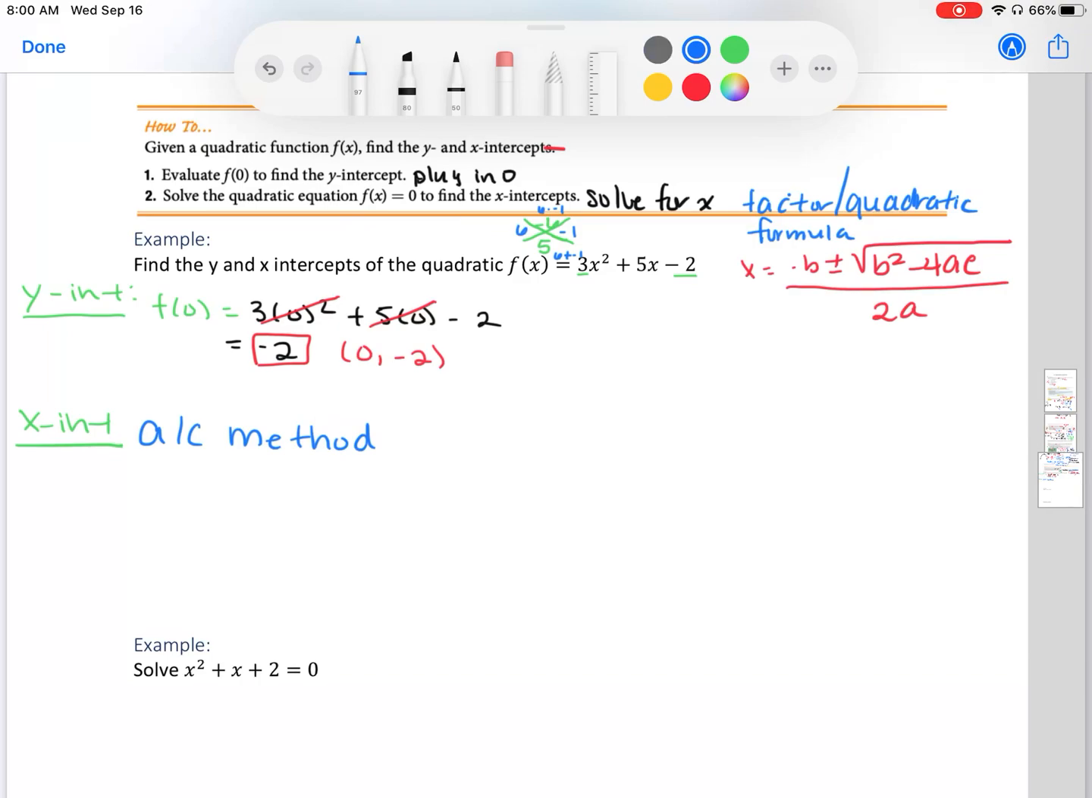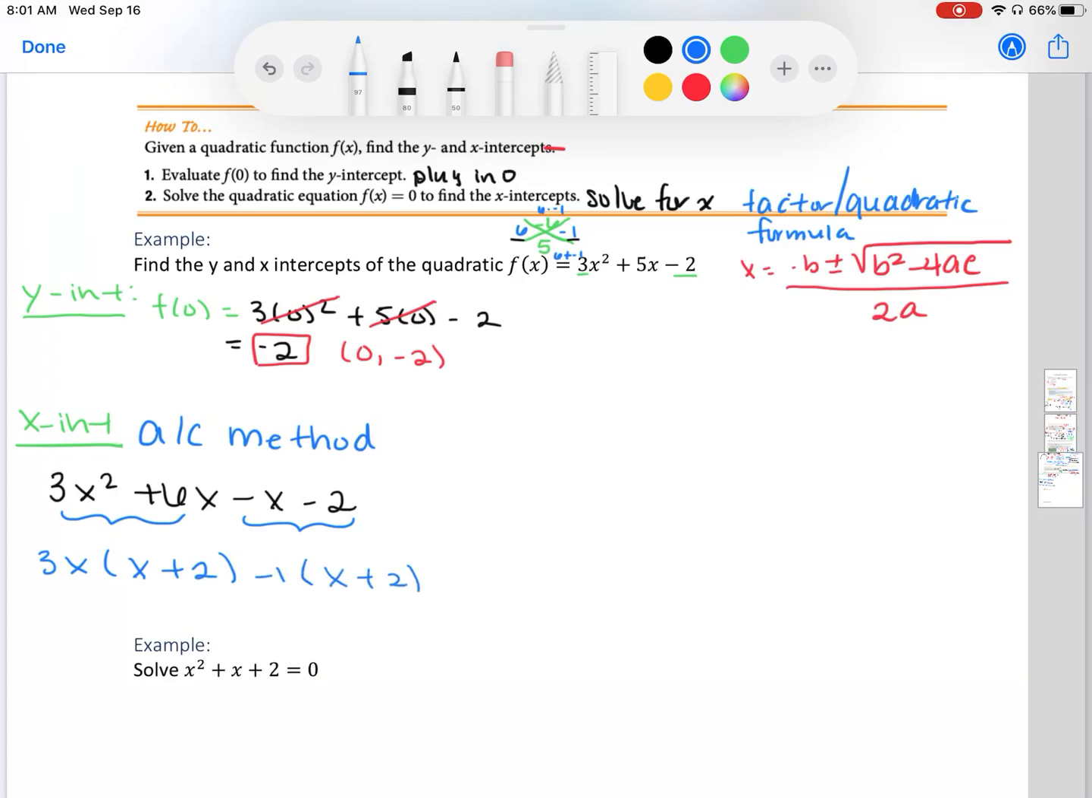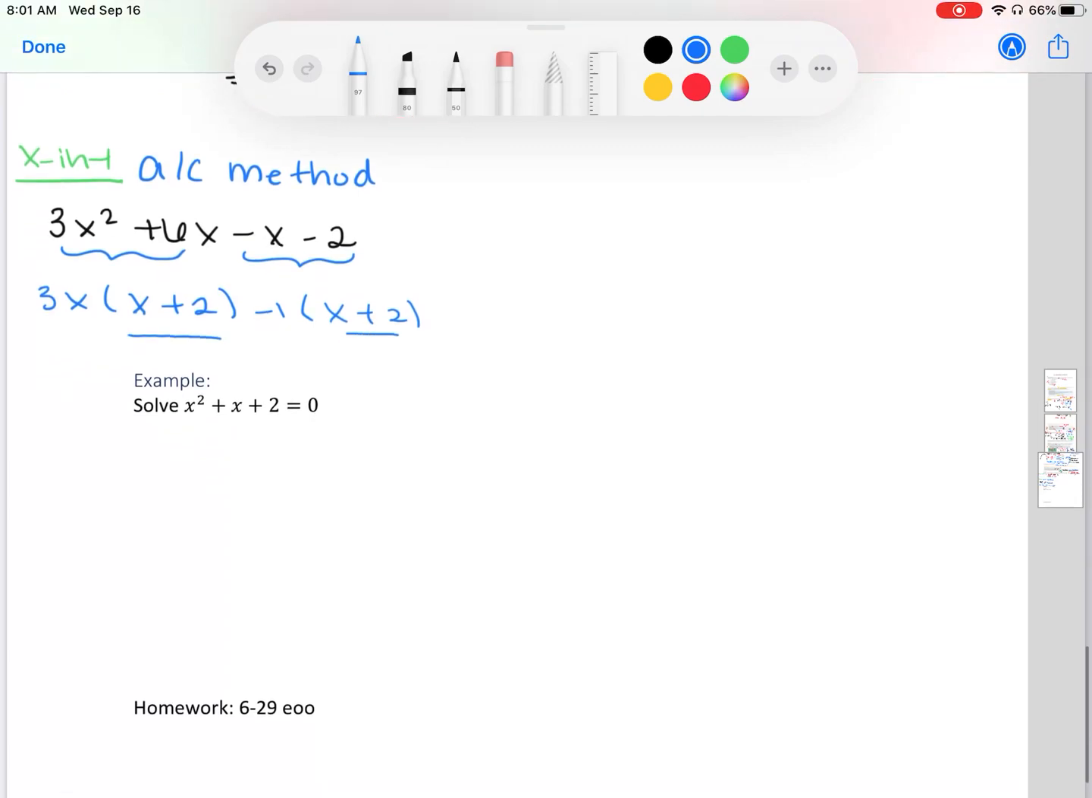Okay, so we have to expand to get 4 terms. We have 3x squared plus 6x minus 1x minus 2, and we got those numbers from our little thought process. So this factors to be, for my first two, I can factor out a 3x, so that I'm left with x plus 2. And from the last two, I can factor out negative 1, so I'm left with x plus 2. So this factors to be x plus 2 times 3x minus 1.